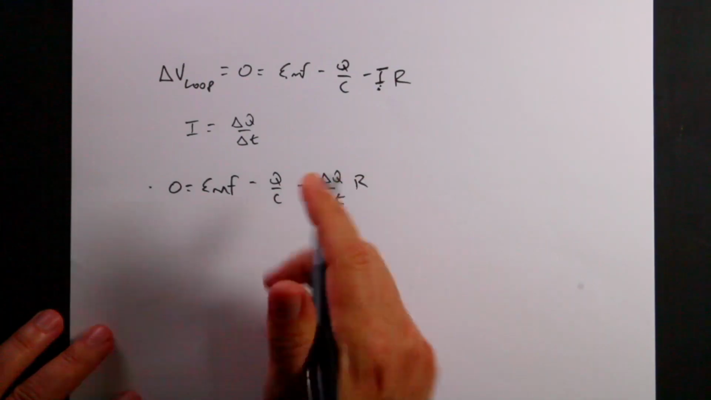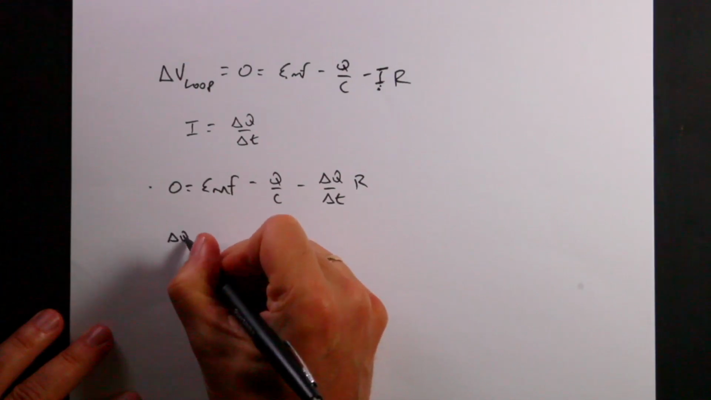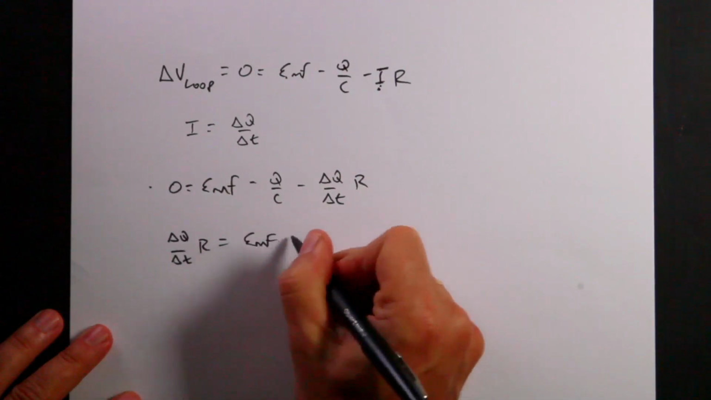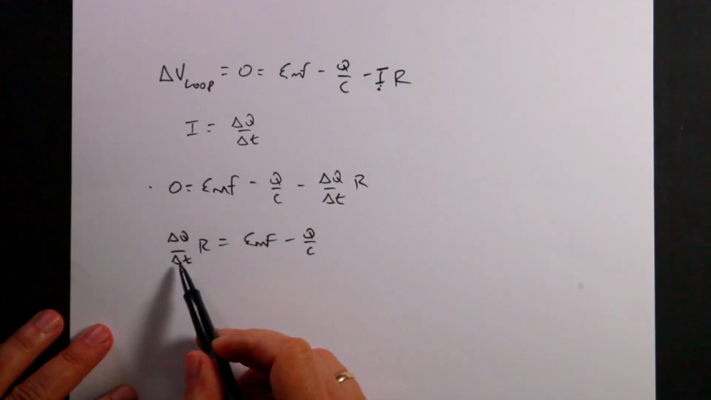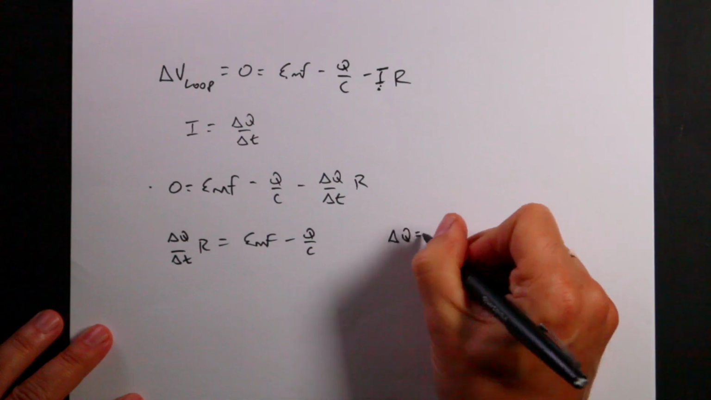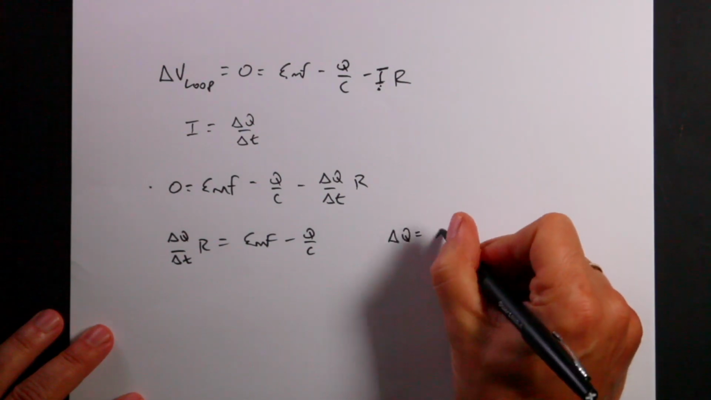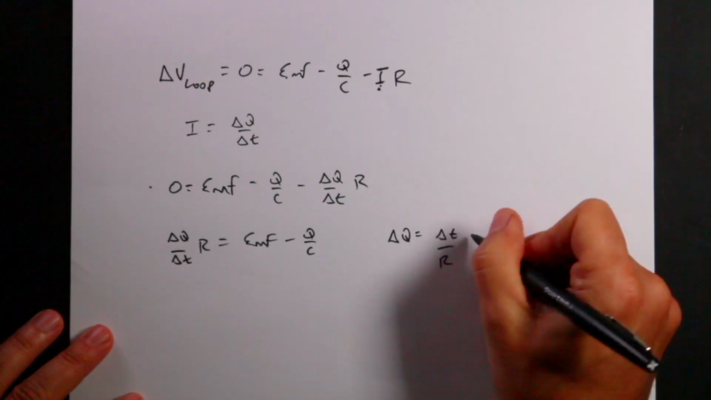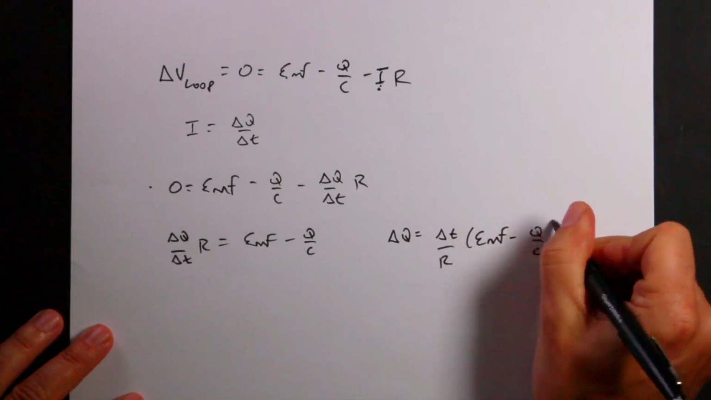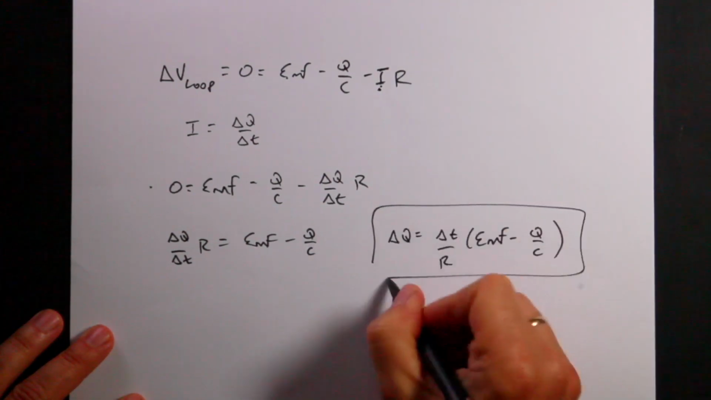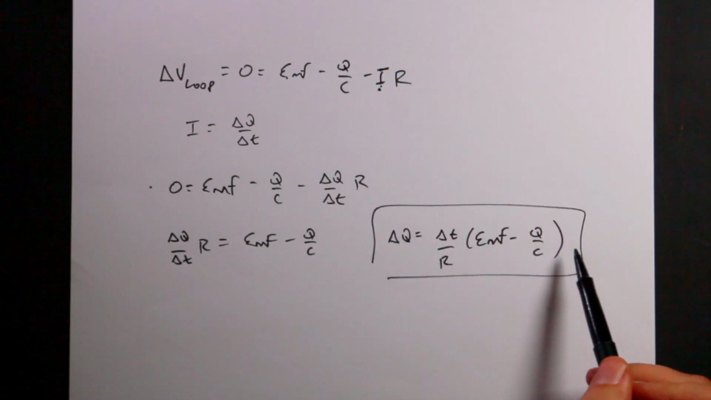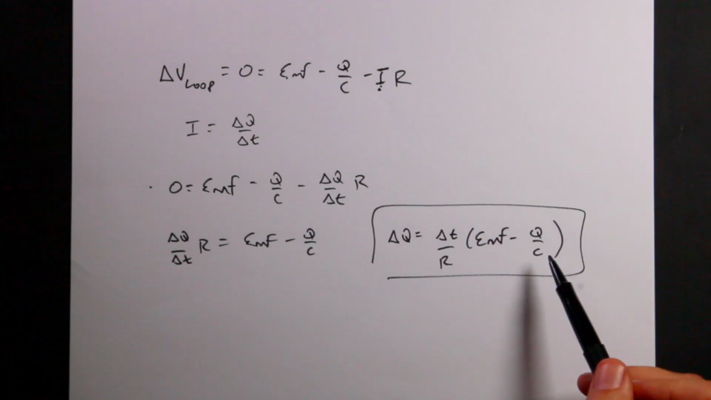So I'm going to add this to both sides, and I get delta Q over delta T times R equals EMF minus Q over C. Now I'm going to multiply by delta T over R, and I get delta Q equals delta T over R times EMF minus Q over C. So what I can do is, this change in charge depends on the charge. So it's actually a difficult situation.